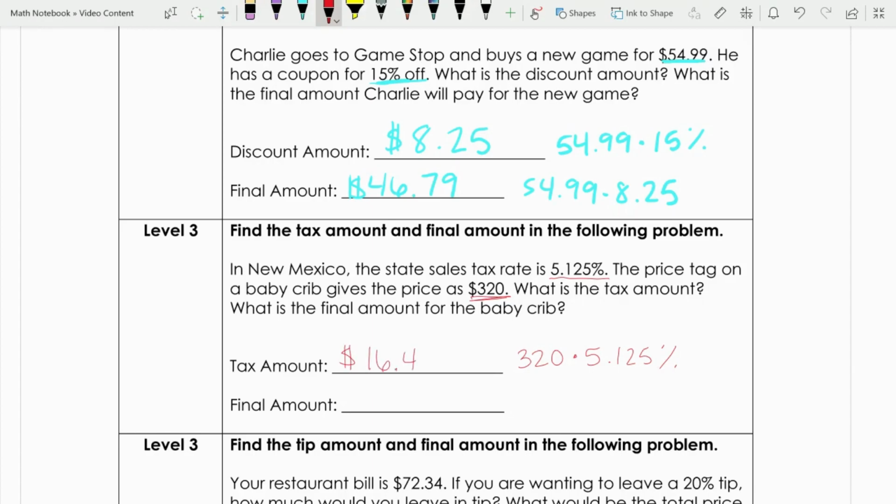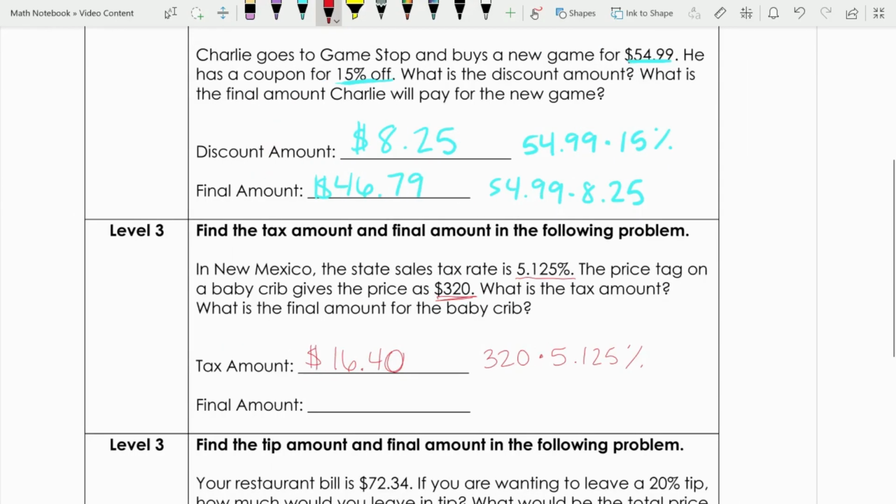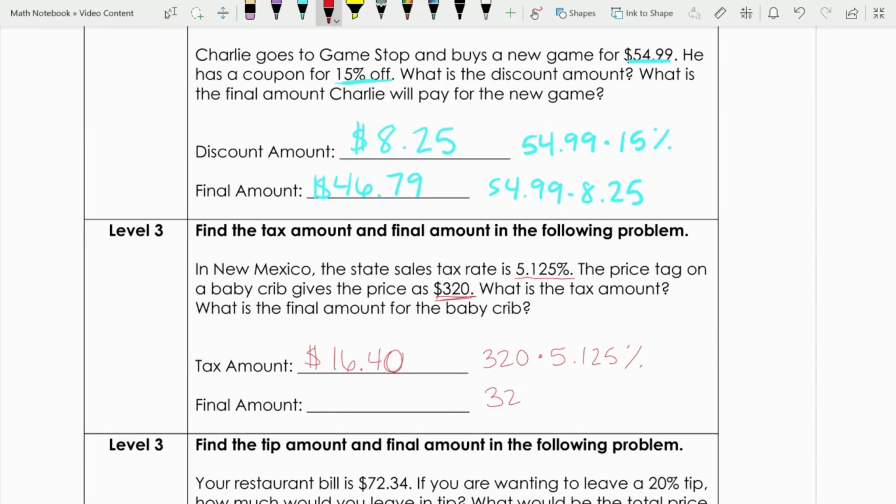So $320 times 5.125%, and you get 16.4. Okay, so there's no rounding in this. We actually need to add a 0. And then with tax means that we add. So we're going to take $320 plus our $16.40. And when we do that, we get $336.4. And again, just add a 0 at the very end. So that one wasn't too bad because we didn't have to round or anything.